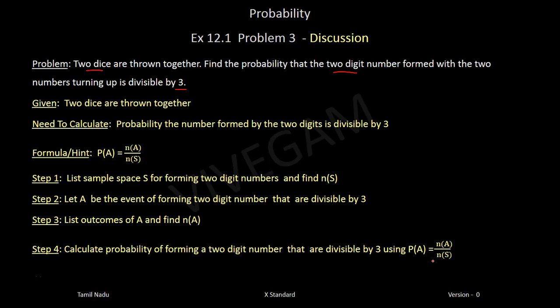So let's not worry too much. The problem is more in listing the sample space and listing the event A. Once this is done, the problem is done. So now let's get into the solution.